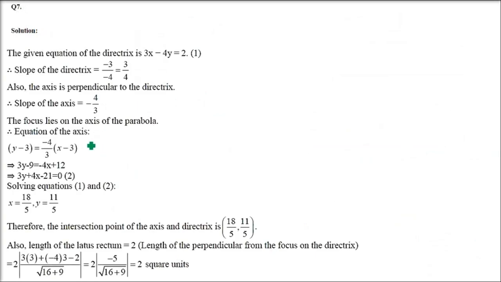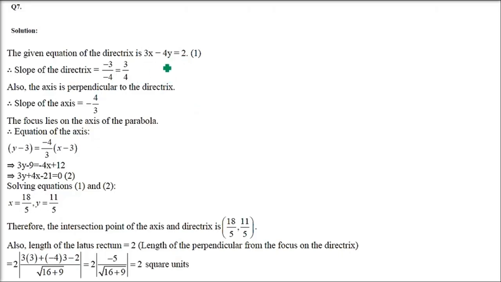Question number 7. This is saying find the coordinates of the point of intersection of the axis and the directrix of the parabola whose focus is 3, 3 and the directrix is 3x minus 4y equals 2. Find also the length of the latus rectum. The final answer is the length of the latus rectum, but also the coordinates need to be found of the point of intersection of the axis and the directrix.